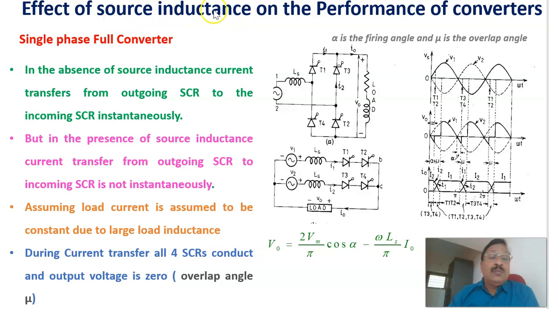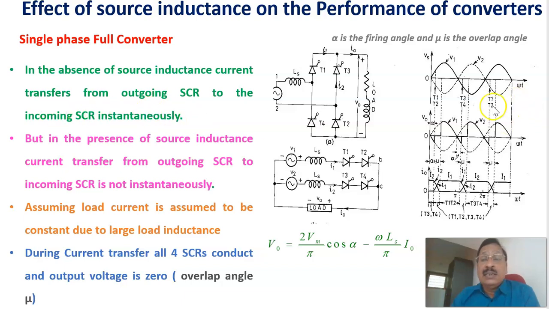Now, continuing with the effect of source inductance on the performance. In this slide, we are neglecting the source resistance because its magnitude is very small. We are only looking at the effect of source inductance on the performance of the converter. If you consider resistance, that voltage drop is to be considered. But in this case, we are seeing only the effect of the source inductance.